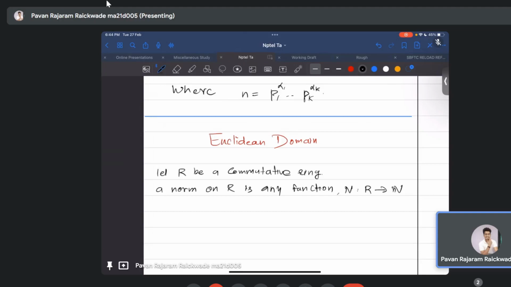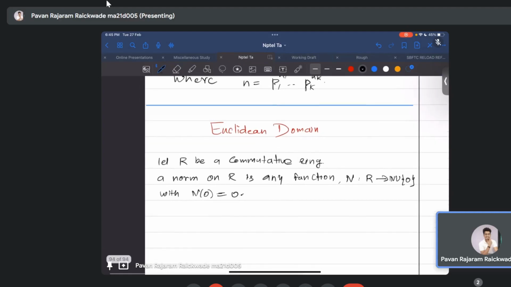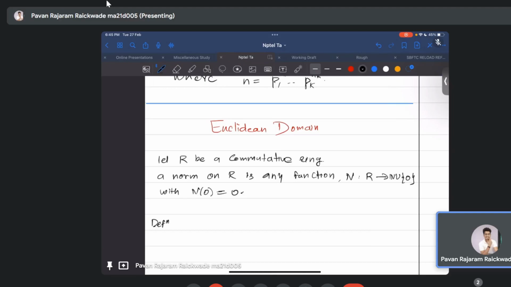Not just a function, but a function with a property such that 0 should go to 0. That's all. So any function from your ring to natural numbers, okay, not just natural numbers, you have to take natural numbers union the singleton 0, right? So any function from your ring to natural numbers union 0 with n of 0 is 0 is called a norm on R. Now we give the definition of what a Euclidean domain is.